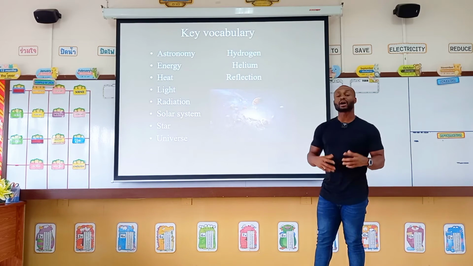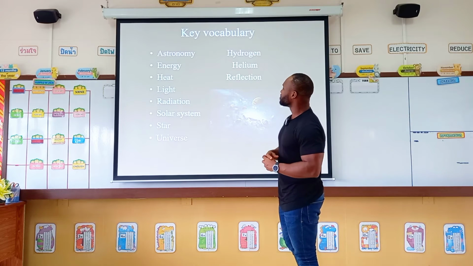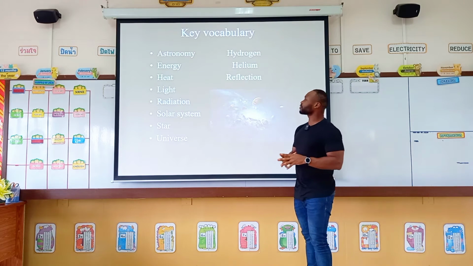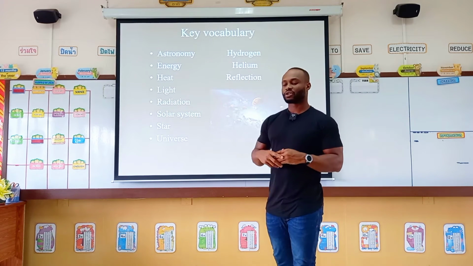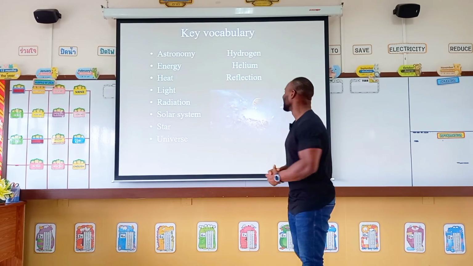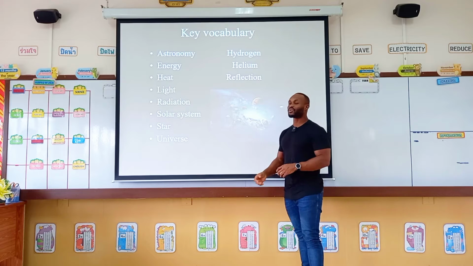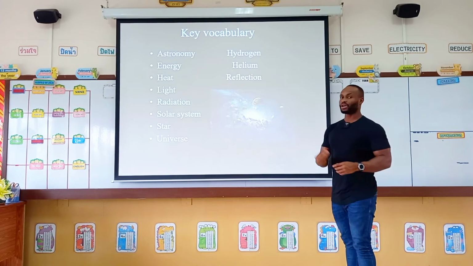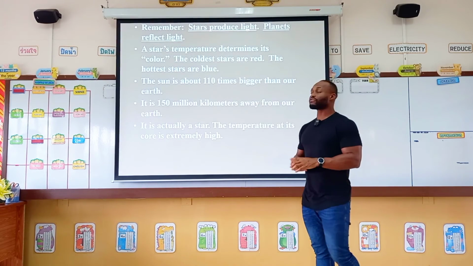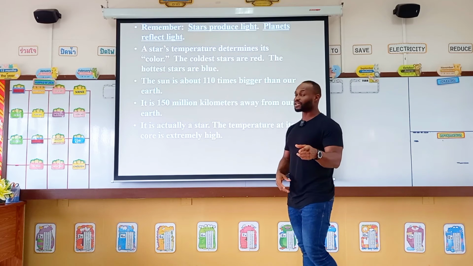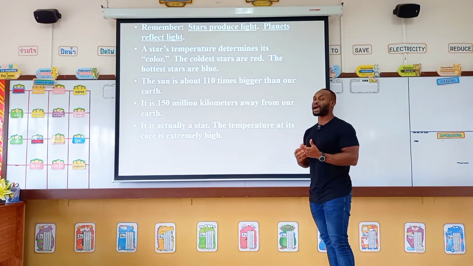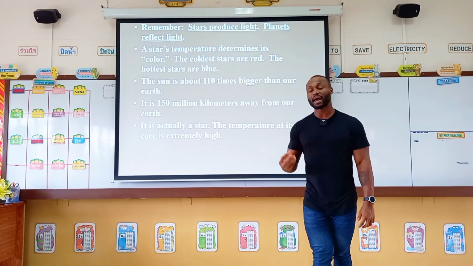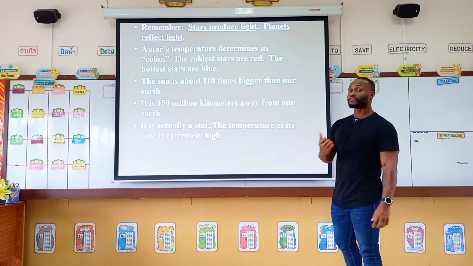Hydrogen, helium, these are gases that are made in the sun, right? And we have the last word, reflection. Now, the word reflection in Thai means a reflecting of light, right? So the sun produces light that reflects to the earth. All right, next. Remember, stars produce light. I just mentioned that, right? And planets reflect the light. So the sun, which is the star, produces the light, and the earth or planet reflects the light. So this comes from the word reflection.